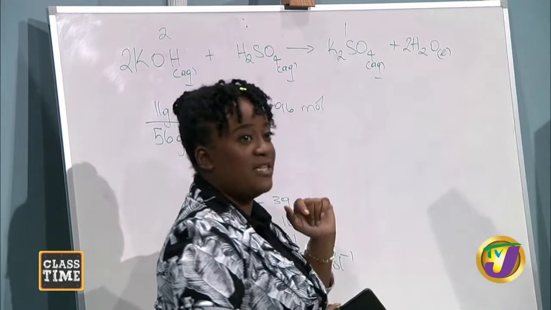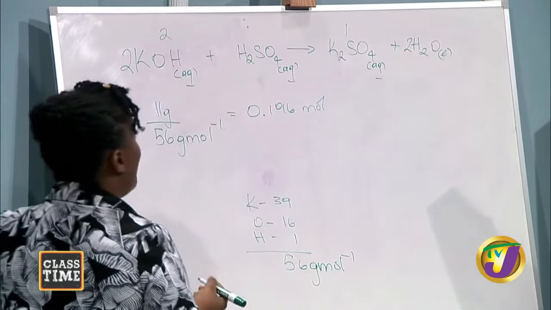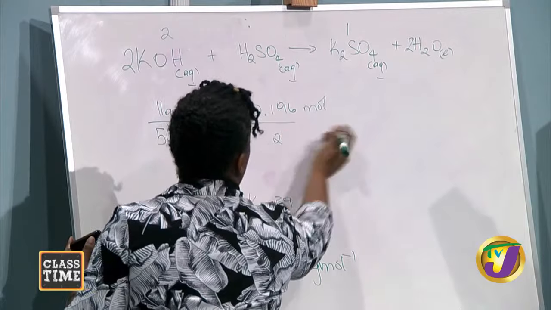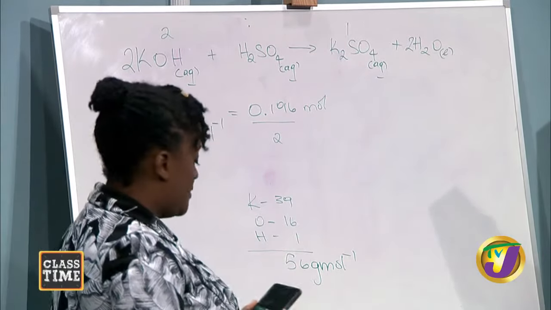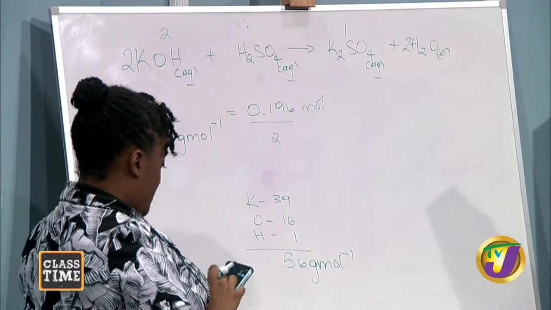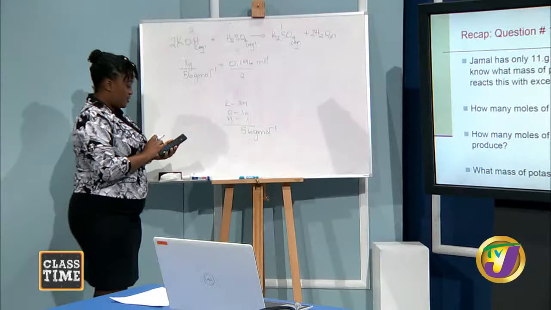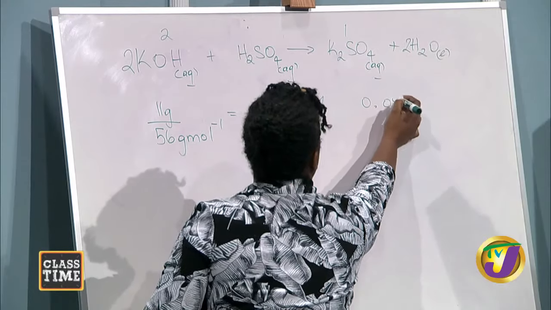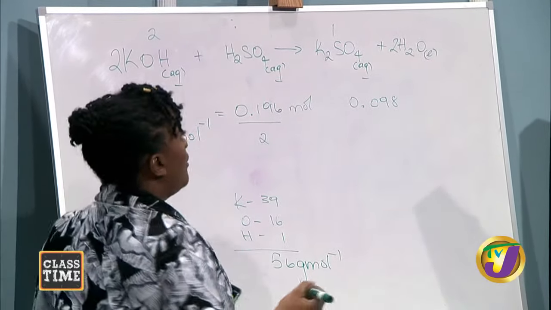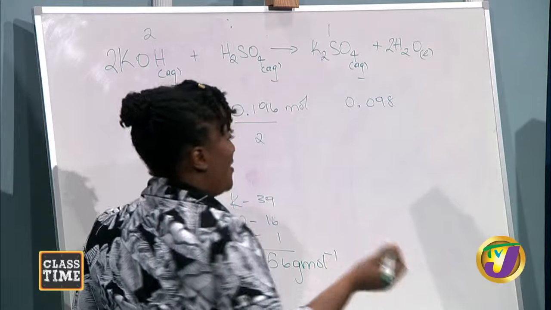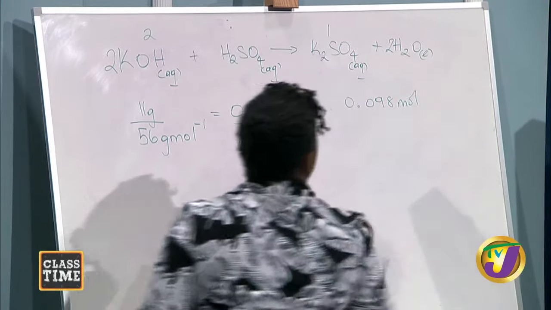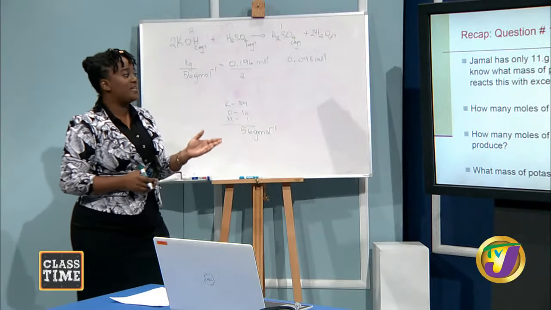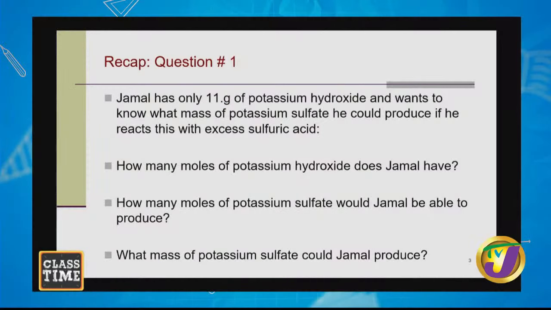So how much potassium sulfate would be produced? So what I have to do now, it's 2 to 1, so it means that I have to divide by 2 in order to get my answer for potassium sulfate. So I'm going to divide 0.196 by 2, and my answer for potassium sulfate should be 0.098. And of course, it's wrong without the unit. We have to always remember the unit. So that's 0.098 moles.